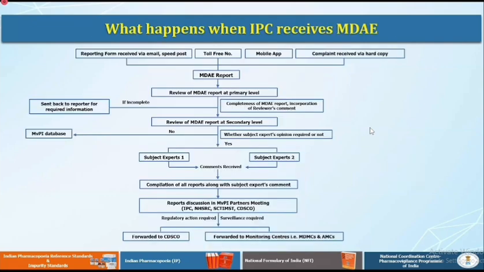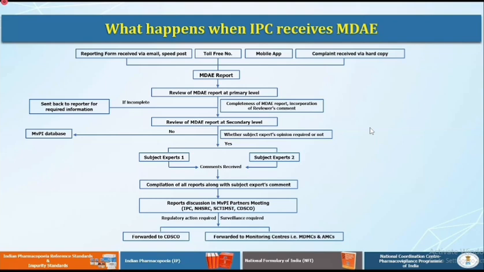So we have understood about the reporting form. We have understood how we are collecting reports in the material vigilance program. Majorly, reports we are receiving from the reporting form, and how IPC is analyzing those reports, how we are communicating to CDSU. This we will understand in this slide.